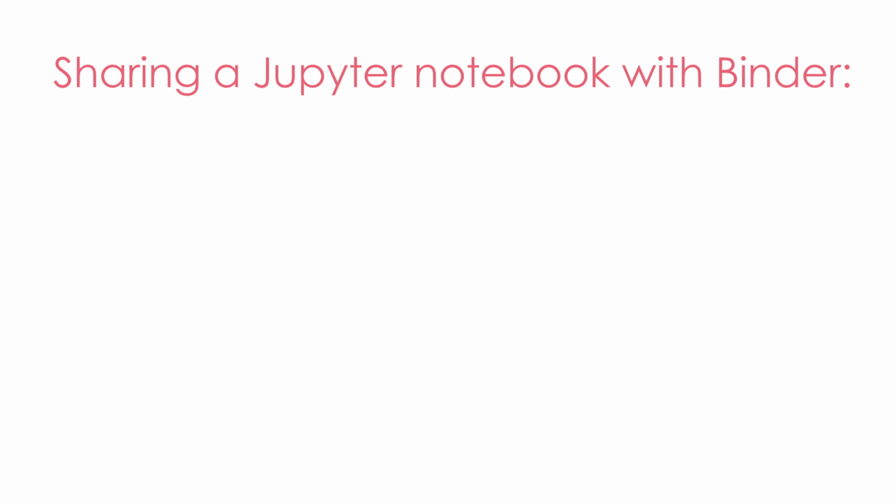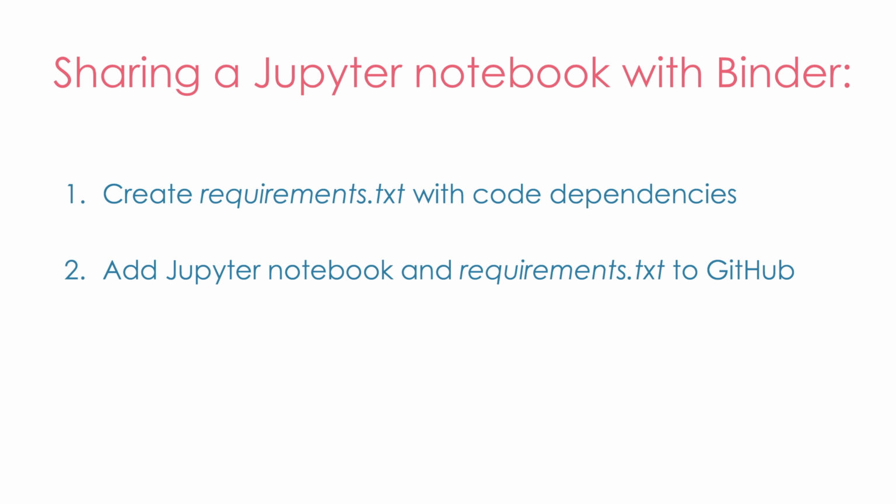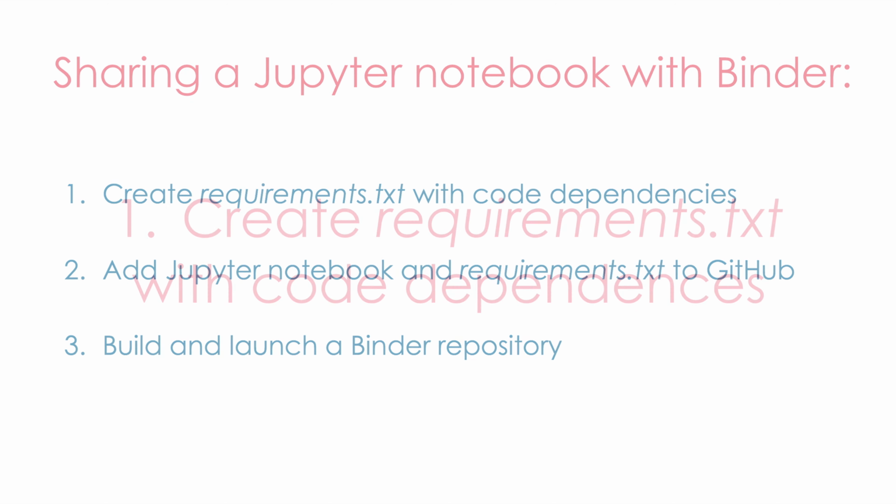There are 3 simple steps to share a Jupyter notebook using Binder. First, we have to create a file called requirements.txt that contains the packages our code uses. Then, we add our Jupyter notebook and requirements.txt to a repository, and in this example we will use GitHub. And finally, we create and launch a Binder repository.